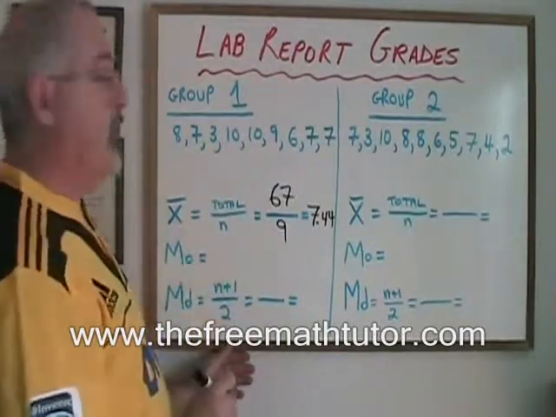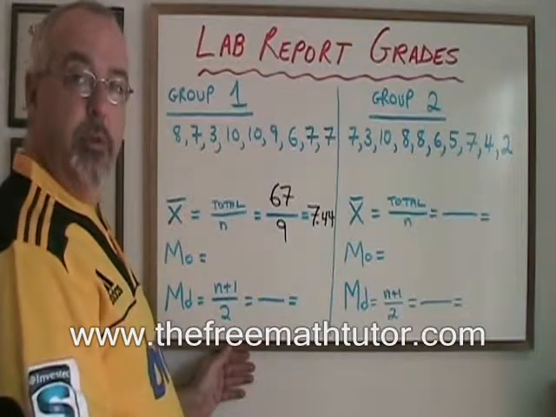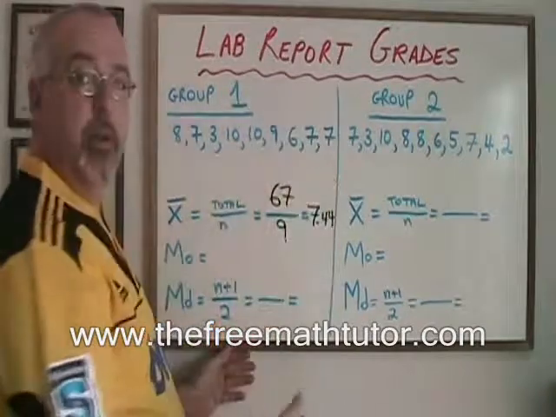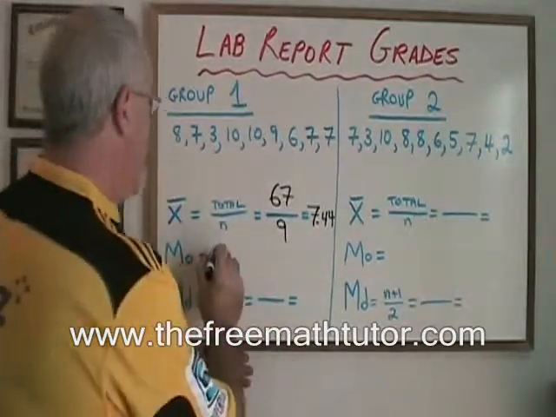The mode of Group 1 is the value that occurs the most often. And if we look at this data, we can see that the value 7 appears 3 times, which is more than any other number. So the mode is 7.